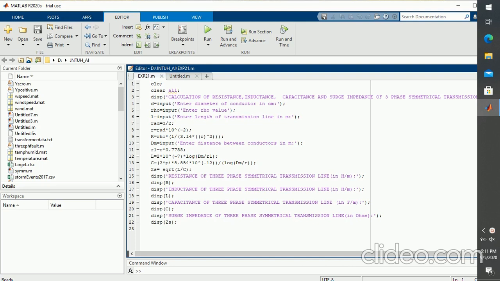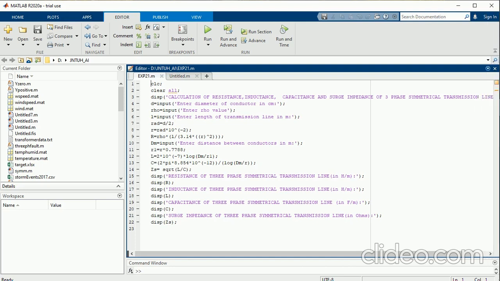In our second experiment, we are calculating the resistance, inductance, capacitance, and surge impedance of symmetrical and unsymmetrical lines, because in the problem we are supposed to calculate for a three-phase transmission line. In a three-phase transmission line, we are considering symmetric and unsymmetric cases. So we will see both the programs.